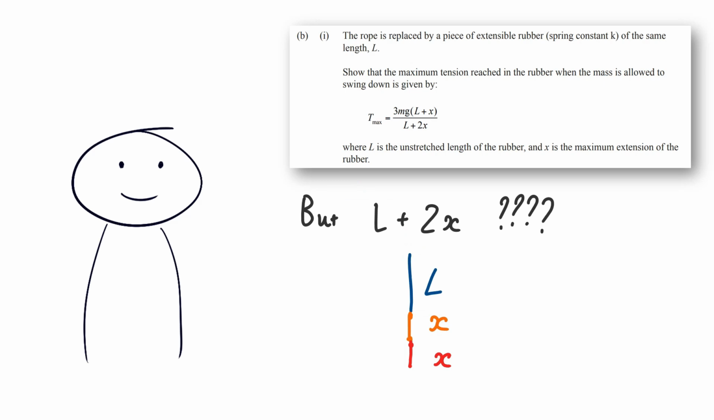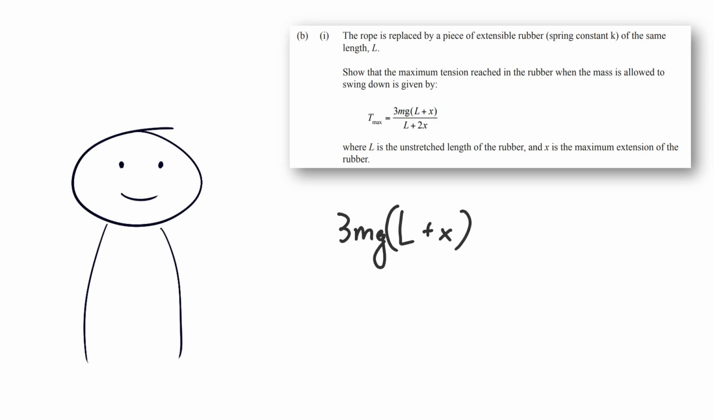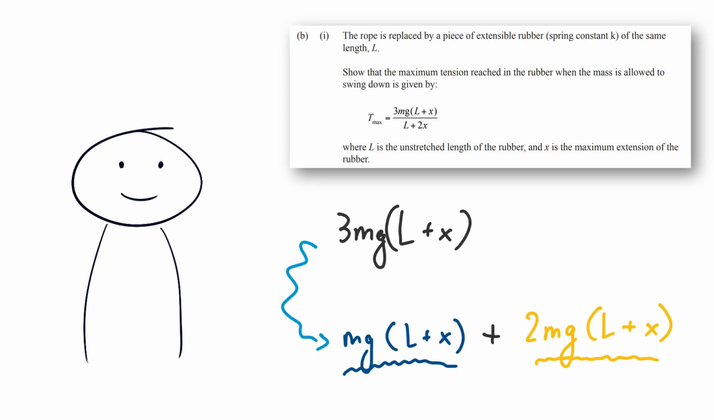But what about the L plus 2x? It doesn't make sense to have a length that is itself plus 2 times the extension. So, my intuition says that you have to split it into 2 parts, L plus x and then plus x. And same goes with the 3. And if you play around with the equation a bit, you would eventually get something like this.